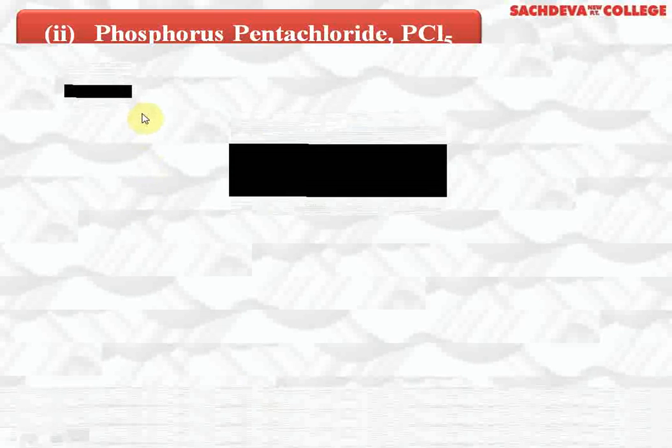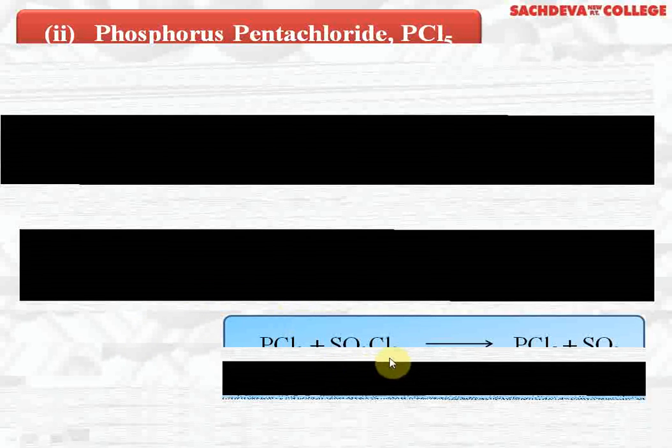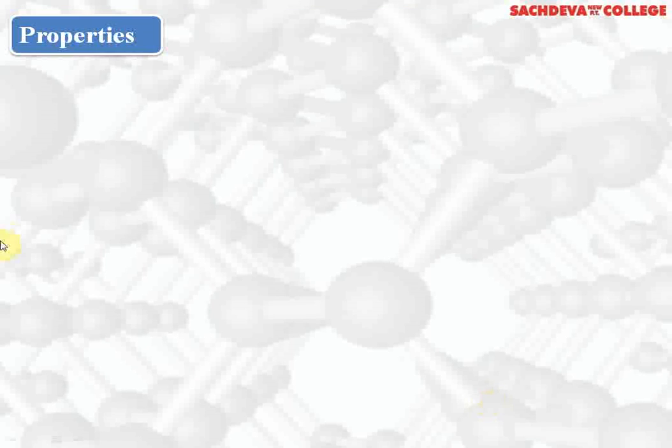Let's take up phosphorus pentachloride. Preparation. Phosphorus pentachloride is prepared by reaction of phosphorus with excess of dry chlorine and we get 4 moles of PCl5. It can also be prepared by action of sulfuryl chloride on phosphorus. P4 reacts with 10 moles of SO2Cl2 and we get 4PCl5 plus 10SO2. Here sulfuryl chloride is acting as chlorinating agent. PCl3 will react with SO2Cl2, we will get PCl5 plus SO2, and PCl3 also reacts with Cl2 to give PCl5. Properties.